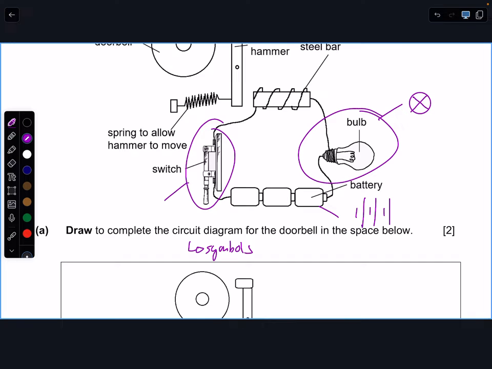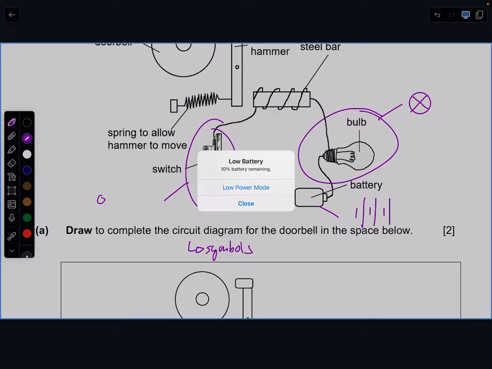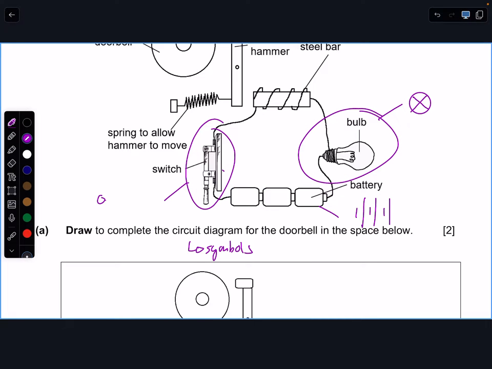Your switch looks like this. Okay, if it's closed, draw it closed. Just like that. If it's open, draw it like this. The wires are connected at the side like that. So this is closed. Okay, that's about it.